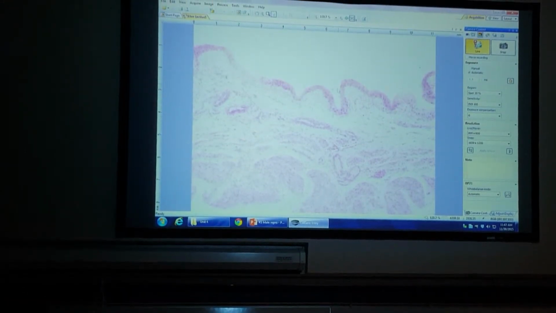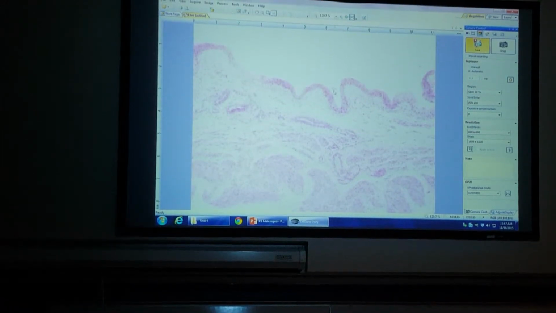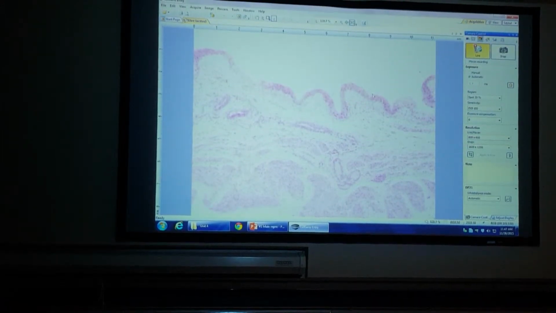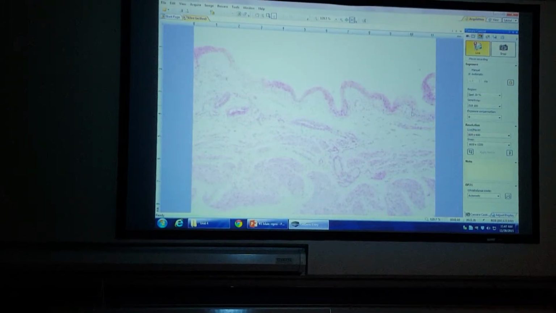And then what is this bump right here? Rugae. Here's another rugae here. Here's another rugae here. So notice, what is the rugae made of?